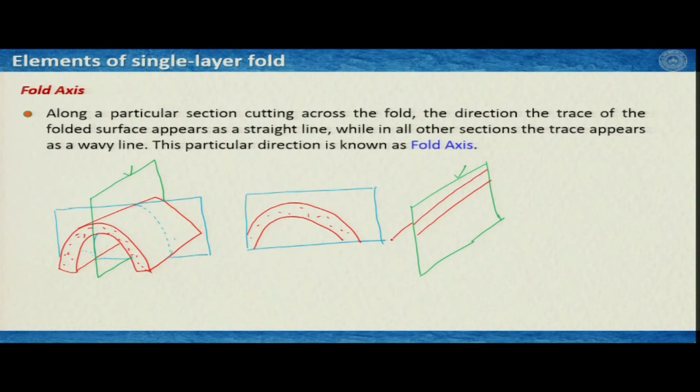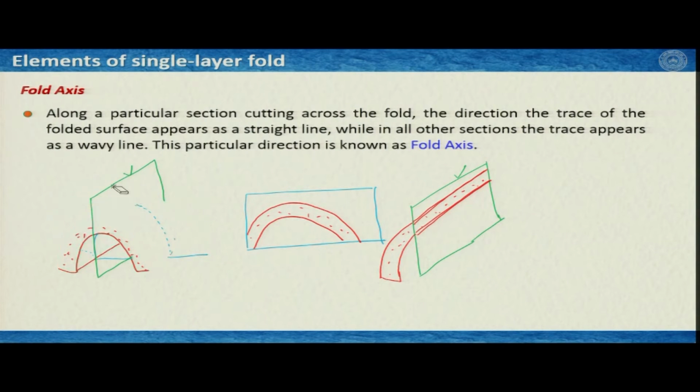The trace of the fold on this surface, something like that. So, in any section you can rotate this blue plane in any direction, in any axis, you will always get a curved trace of this fold on this surface. But this green surface is the unique one, where you would get this trace as a straight line, and the direction of this straight line is known as fold axis.